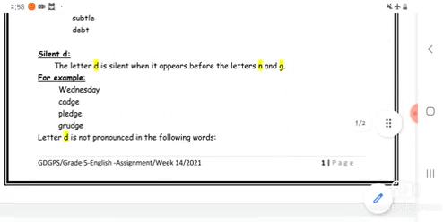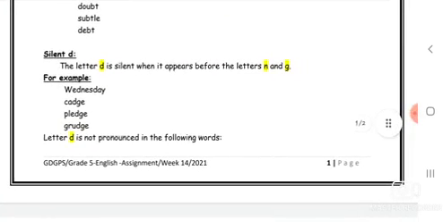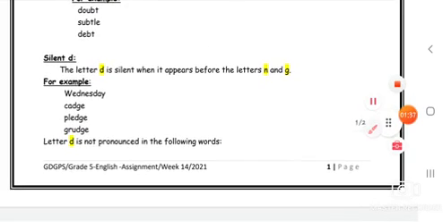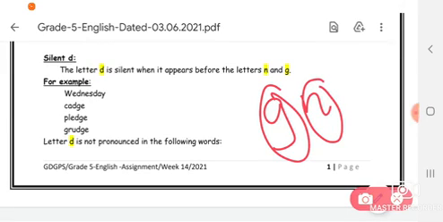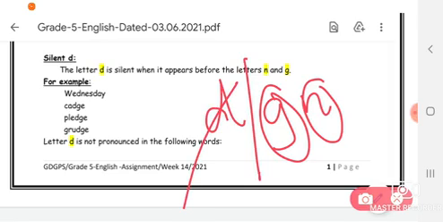Now the silent D. In a word, the letter D is silent when it appears before the letters G and N. Whenever you find the letter D before either of these letters, D will be silent, like in Wednesday. It is not pronounced as Wed-nes-day. The word is Wednesday. D is silent.